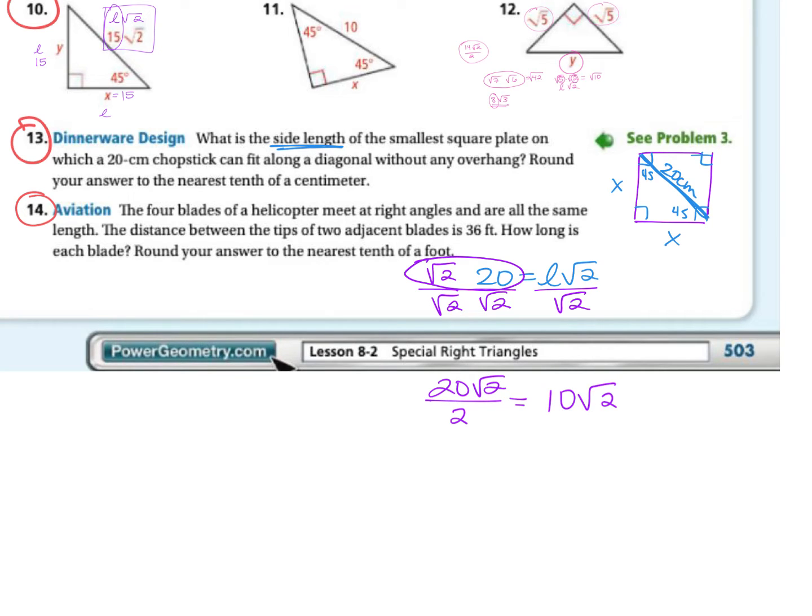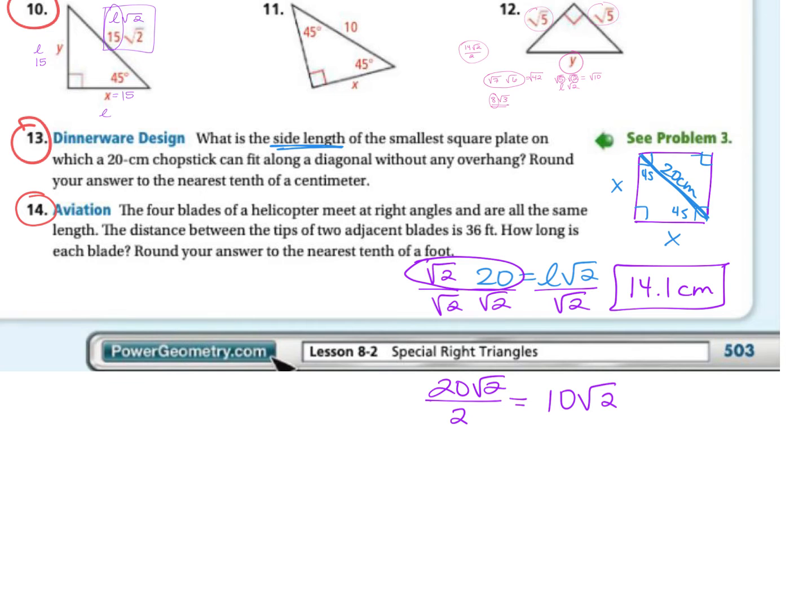But like Whitney said, we don't love radicals in real world problems because nobody really talks like that. So plug that into your calculator, 10 rad 2, and you will get 14.1, nearest tenth of a centimeter, so 14.1 centimeters. Okay.